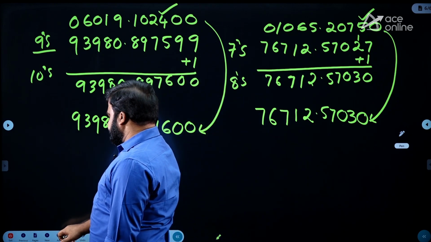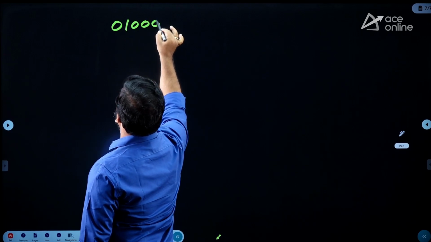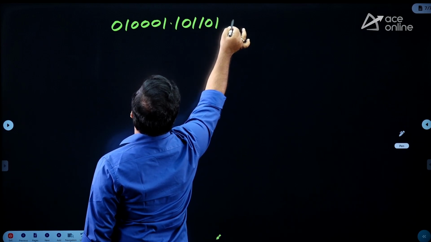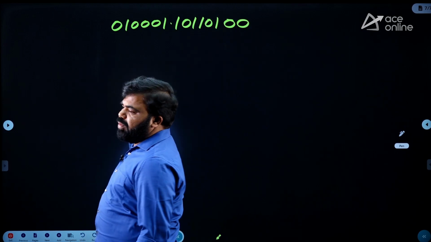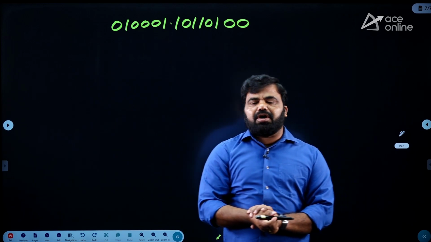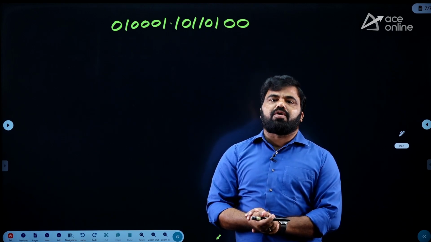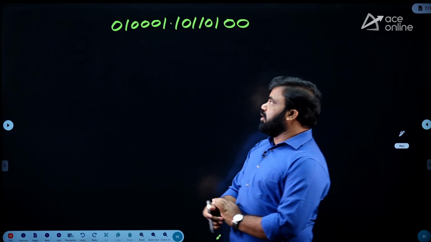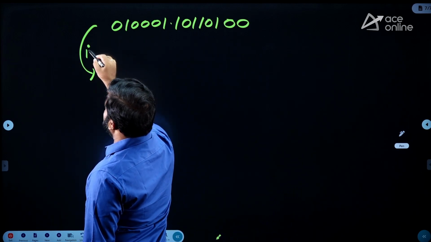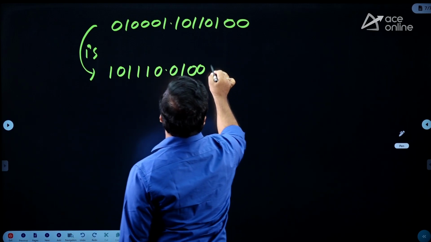Now, coming to the next, if I take a binary number 0, 1, 0, 0, 0, 1, 1, 0, 1, 0, 1, 0, 1, 0. This is a binary number. And I mentioned a specific method for getting 2's complement directly. What is 1's complement? Complementing all the bits, right? So, if I take that 1's complement: 1, 0, 1, 1, 1, 0, 0, 1, 0, 0, 1, 0, 1, 1.